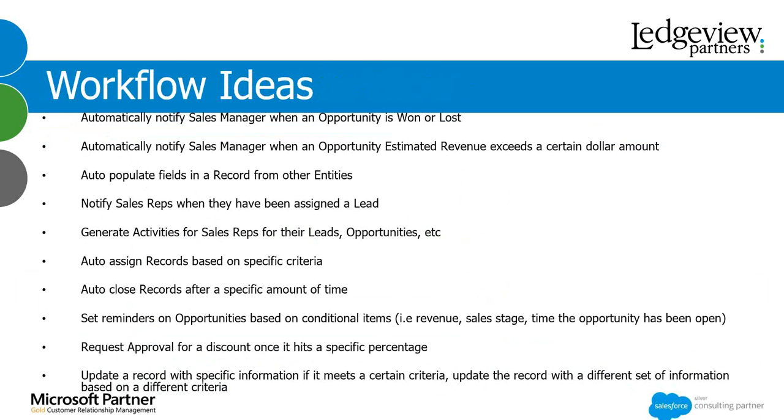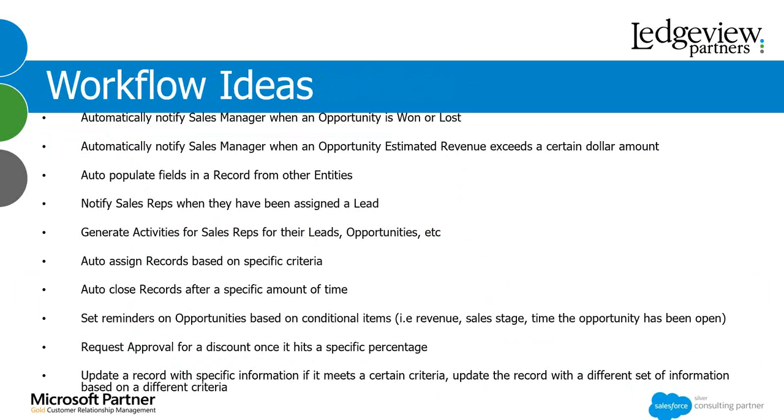Next, we're going to cover some workflow ideas that are very, very handy for many organizations. We're starting from some of the easier ones to more complicated ones. A couple workflow ideas with emails is automatically notifying a sales manager when an opportunity is won or lost. You can also notify a sales manager when an opportunity's estimated revenue exceeds a certain dollar amount. So if as a company you have a business process in place that says if it's over $500, I want my sales manager to know, as they want to keep a special eye on it.